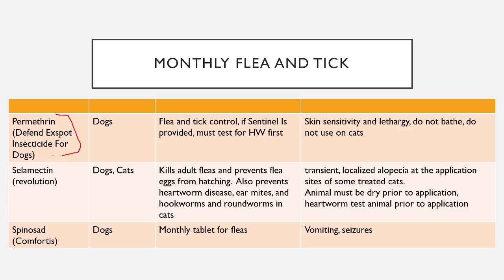Permethrin, this is for dogs, and this is the stuff that you find at Walmart. I mean, we find a lot of these at Walmart, but this is the one that most people get, okay? This is why we have problems with cats, because people that go to Walmart are getting this Defend EXspot and it's labeled only for dogs.